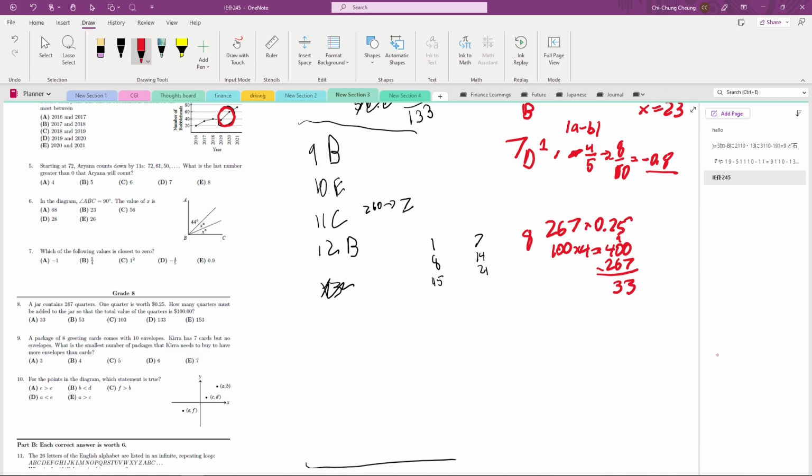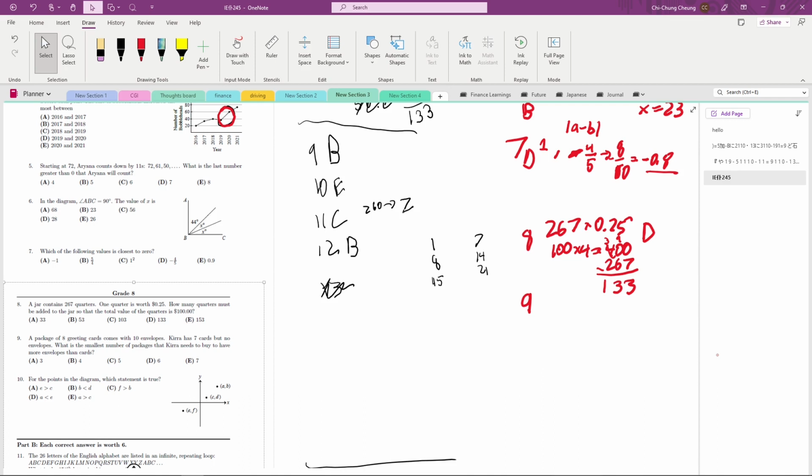Oh, right, sorry. It becomes a 9 after you do that. So that's 133, which is D. 9. Right.